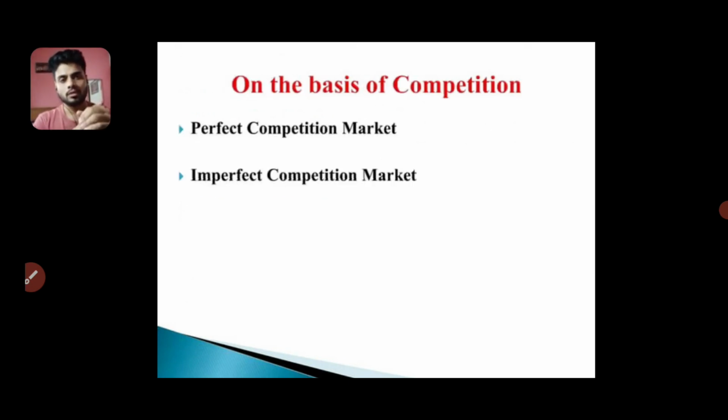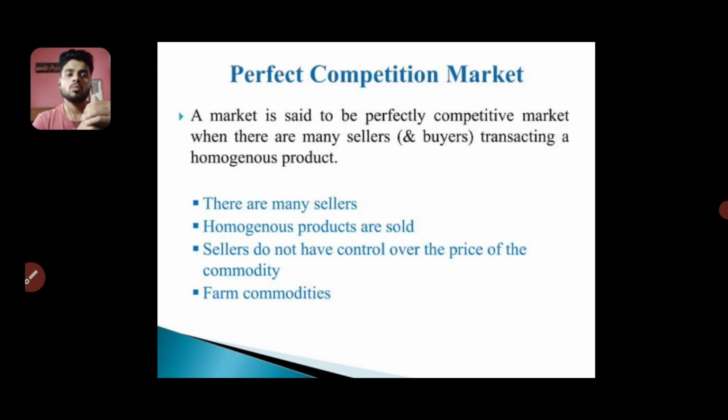Now the next classification is on the basis of competition. There is perfect competition market and there is imperfect competition market. Now let us go in depth and understand what it is. So what is a perfect competition market? A market is said to be perfect competition when, sellers and buyers being the two basic components of a market, there are many sellers and many buyers.